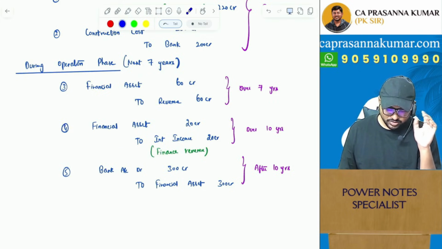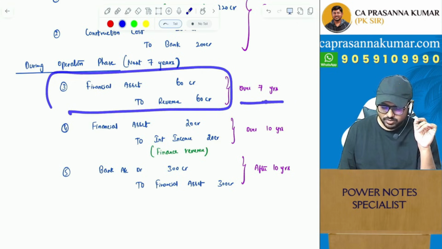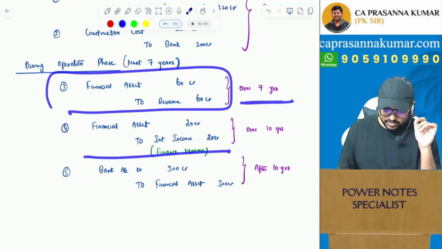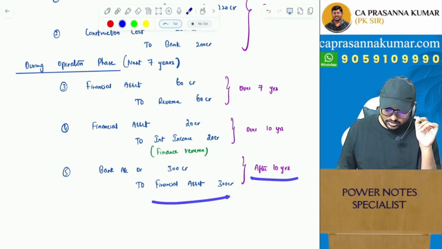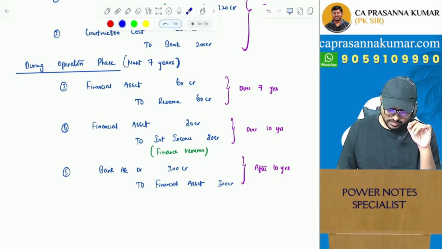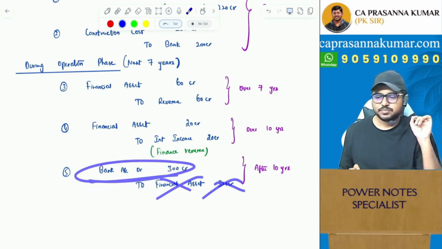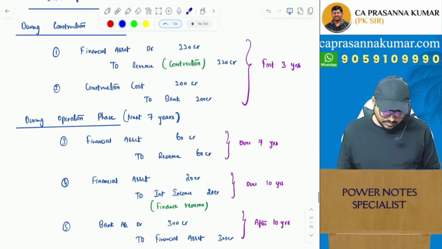And here also please try to understand, this revenue recognition will happen over a period of 7 years, and that interest income is recognized over a period of 10 years. And finally, after 10 years, you'll get the payment from the government. Once you get the payment, obviously debit the bank account, and whatever asset you have created, where the right to receive the money, that asset has to be cancelled out because you have got the money. This is the entire journey.